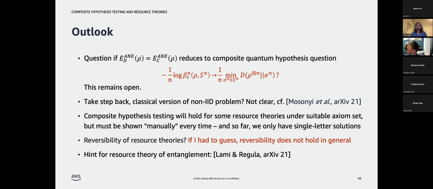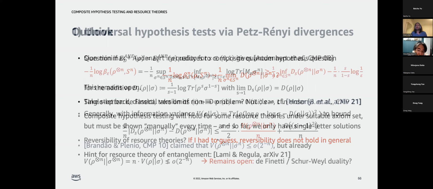So is there any comment or question? So I understand, what is the problem? Previously, E_D equal to E_C, that was Brandao and Plenio's paper that discussed that point. But now you found the gap, because in order to prove that equality, you need to prove this convergence. But that convergence is still open. So now I could understand. So really, this is not trivial. Yes, exactly.